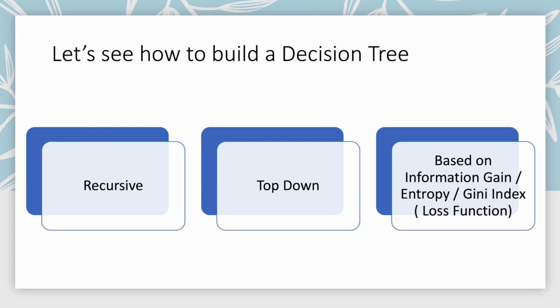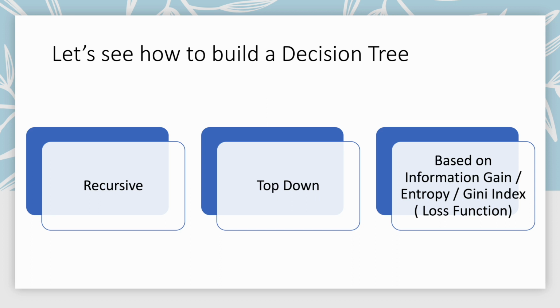What is the meaning of top down? Now you are saying that this is an inverted tree, right? In computer science, we always look at an inverted tree. So we'll start from the root, top down. That means start from the root and then branch out to subtrees, further subtrees, further subtrees till we hit a leaf node. The third thing is, how do we do the splitting? We do the splitting based on the principle of information gain, entropy, Gini index, right?